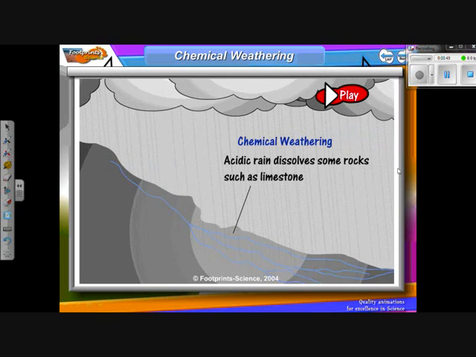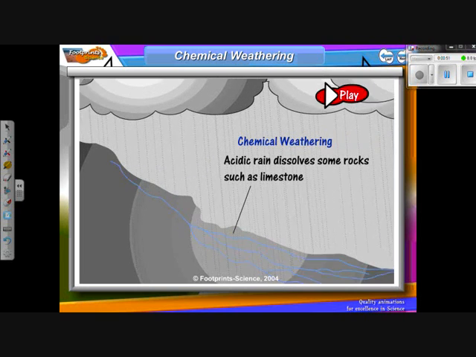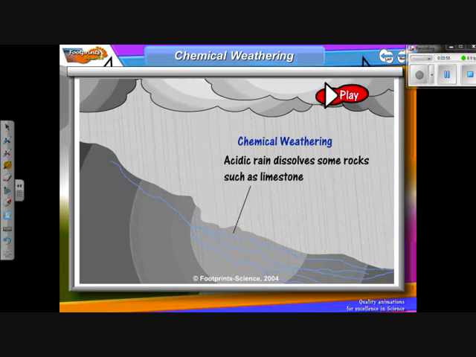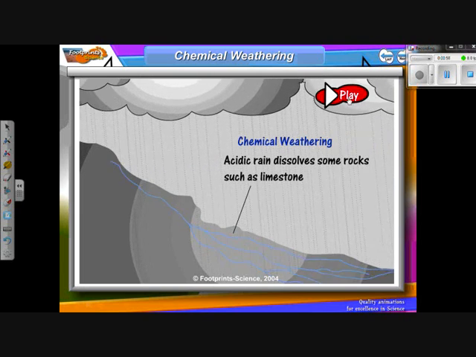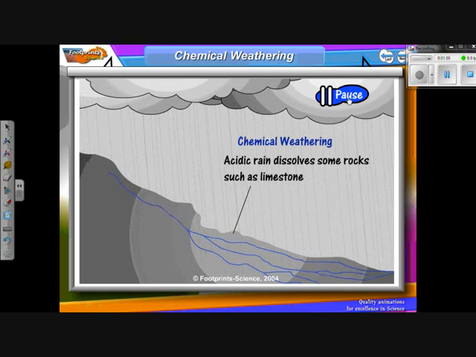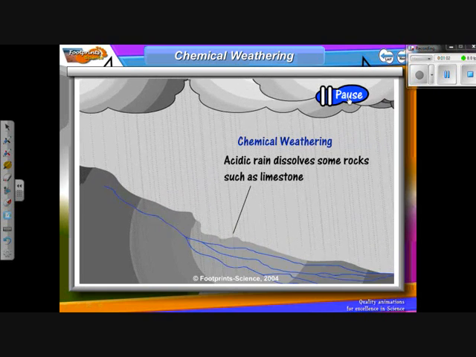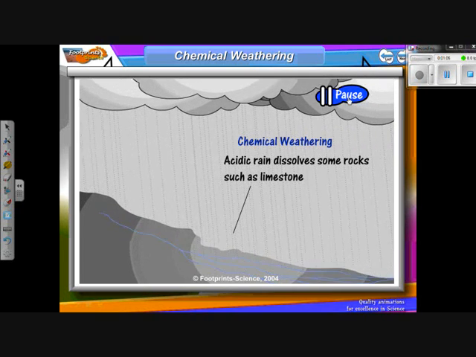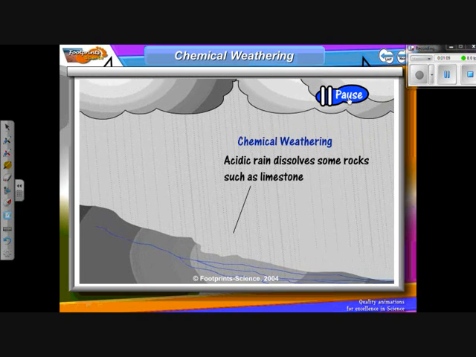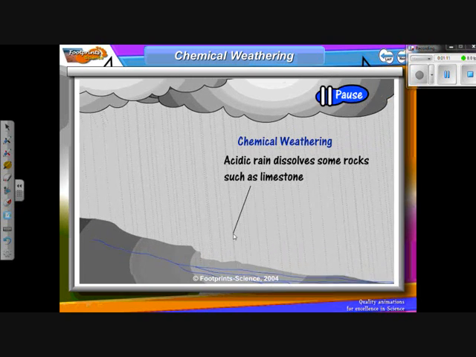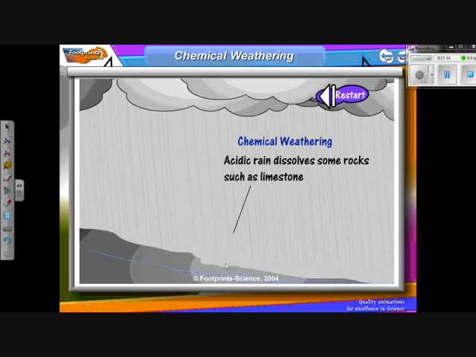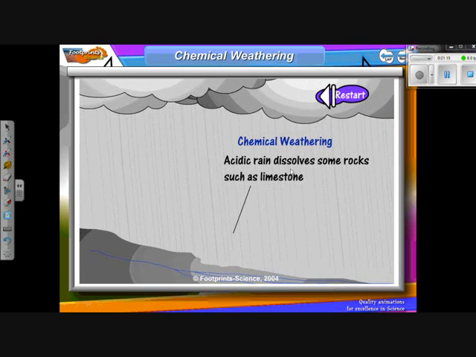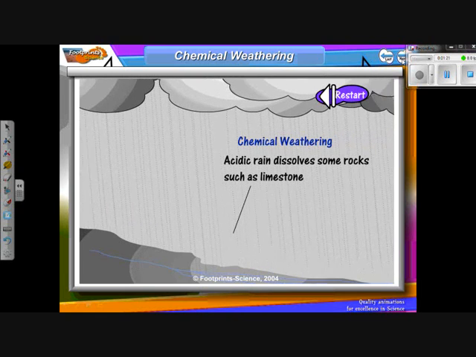Next one, chemical weathering. Now this is acid rain, and it involves actually dissolving some of the rocks. For example, limestone doesn't do very well with acid at all. It will just completely melt away. So we can see the rock started here, but is now dissolved all the way down to here. It only happens with acidic rain, but it can happen over time.